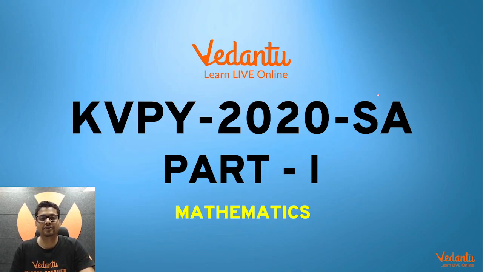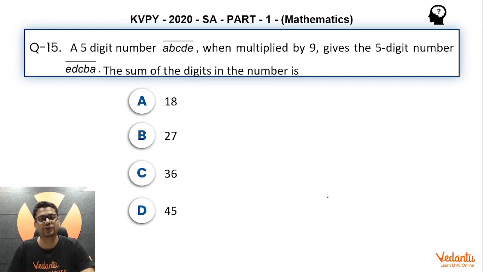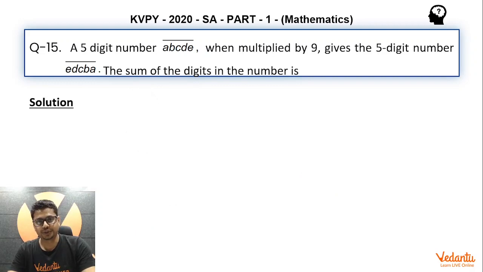We are discussing KVPY 2020 Essay Part 1, Mathematics. And the question for this video is this. A 5-digit number having the 5 digits A, B, C, D, E in this order, when multiplied by 9, gives the 5-digit number EDCBA. The sum of the digits in the number is, there are 4 options, it is a single correct type question. Let's solve this question.